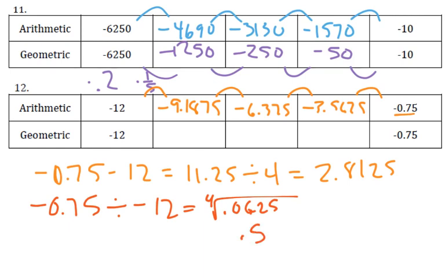Gives me 0.5. So 1/2. So if I put 0.0625 as a fraction, that would have been 1/16. So we take the fourth root of the top and the bottom, would have given us 1/2. So timesing by 1/2 or 0.5, same thing. So negative 12 times 0.5 is negative 6, then negative 3, then negative 1.5, then negative 0.75.